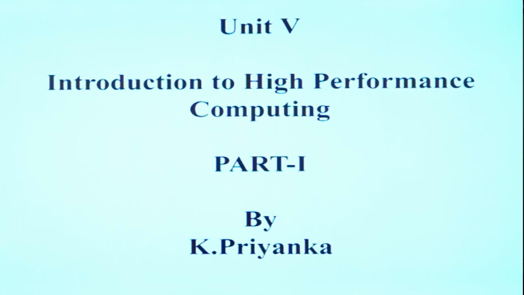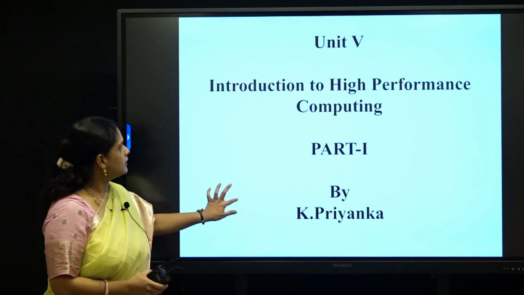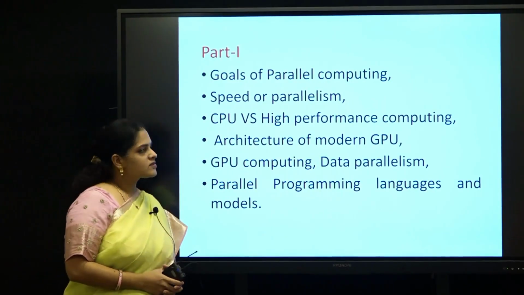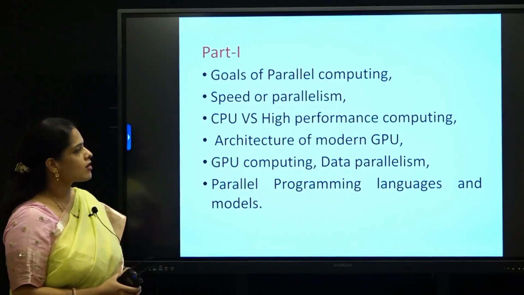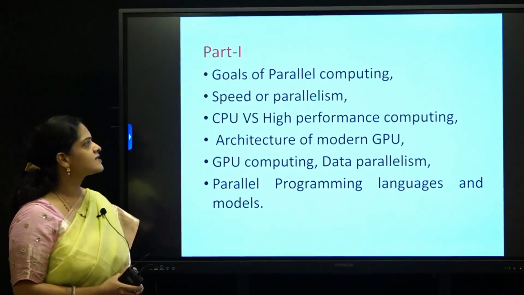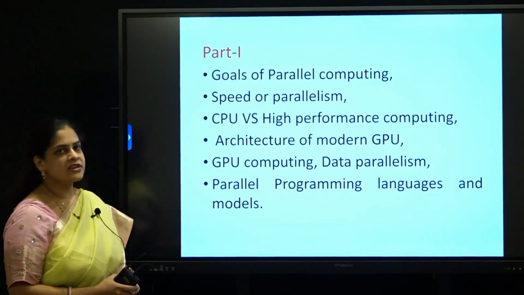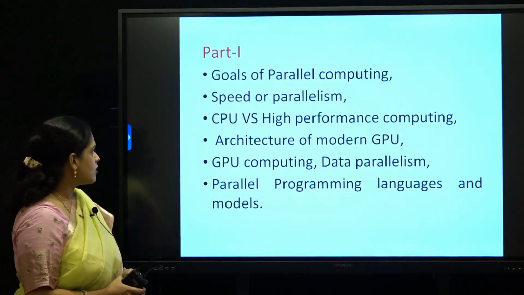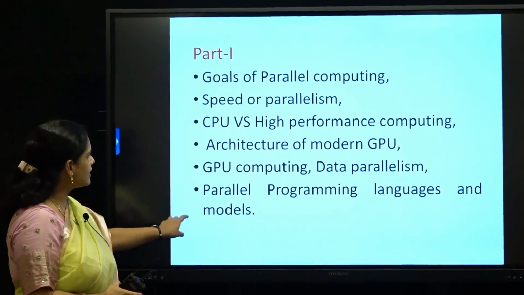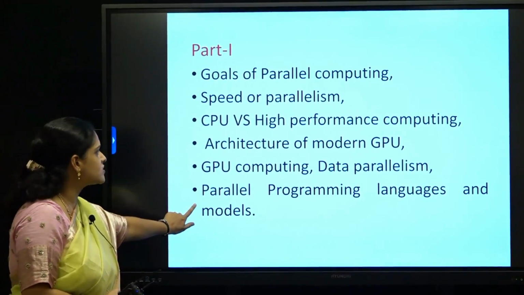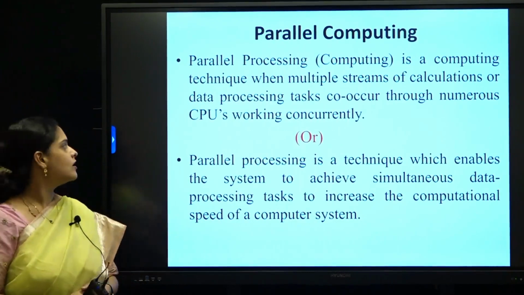So today we are going to discuss Unit 5, Introduction to High Performance Computing. The topics that we are going to cover today are the goals of parallel computing, the speed of parallelism, the CPU versus high performance computing, the architecture of a modern GPU, what is GPU computing and what is data parallelism, and different types of parallel programming languages and models that are available.